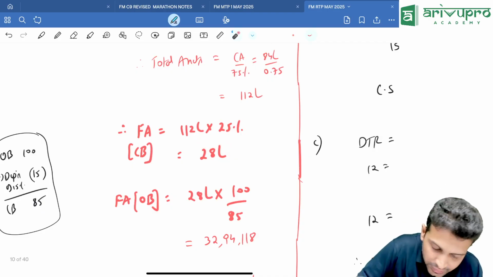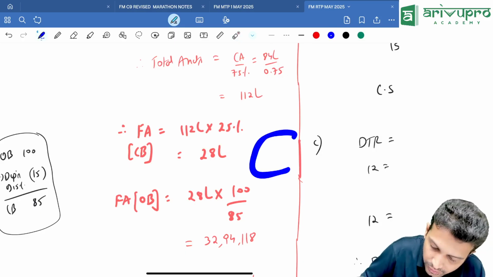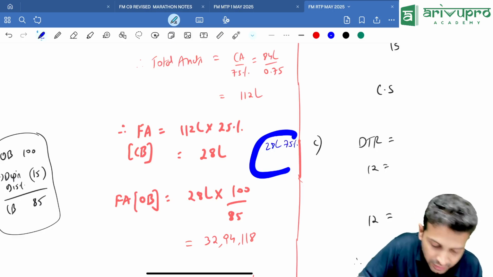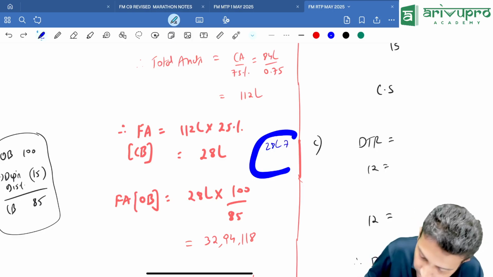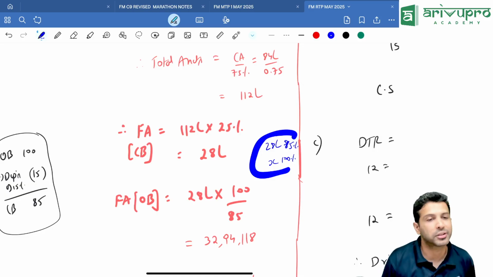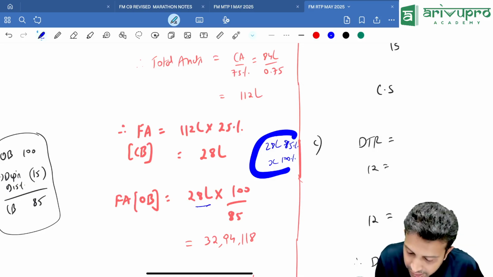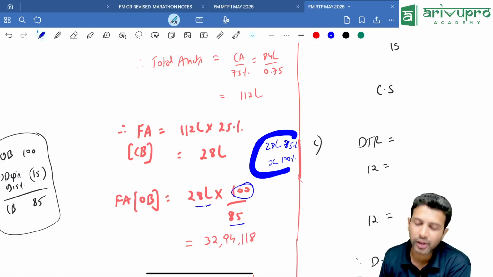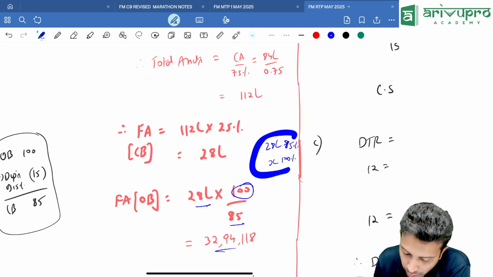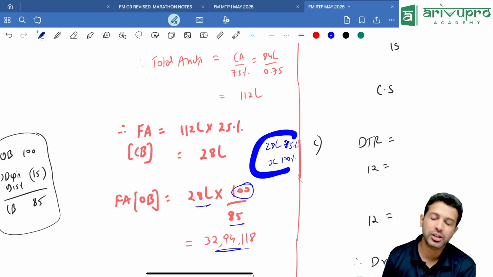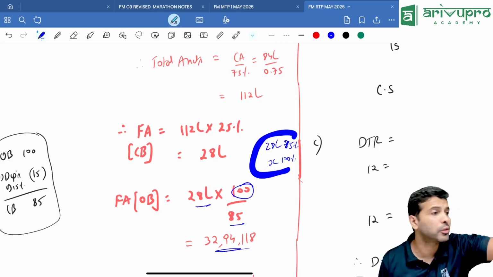This 28 lakh is the opening balance or closing balance? Closing balance, which represents 85%. We want the opening balance, which represents 100%. Pro rata: 28 lakh is for 85%, so for 100% the opening balance will be 28 into 100 divided by 85. That gives 32 lakh 94,118. So the opening balance of fixed asset was 32 lakh 94,118.